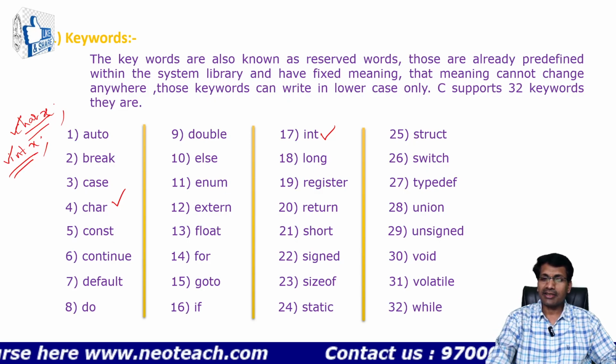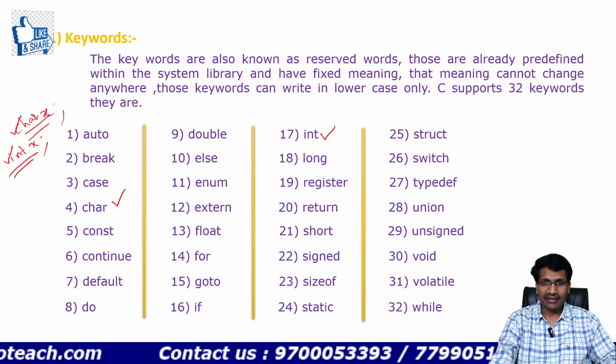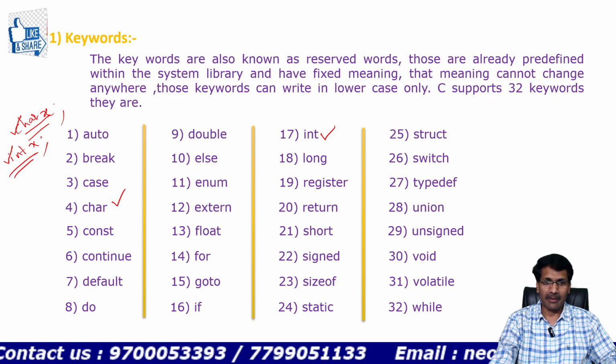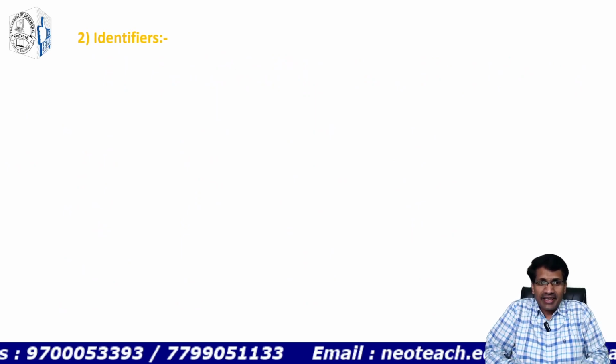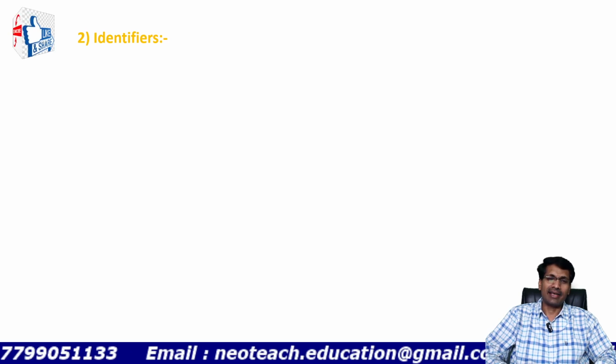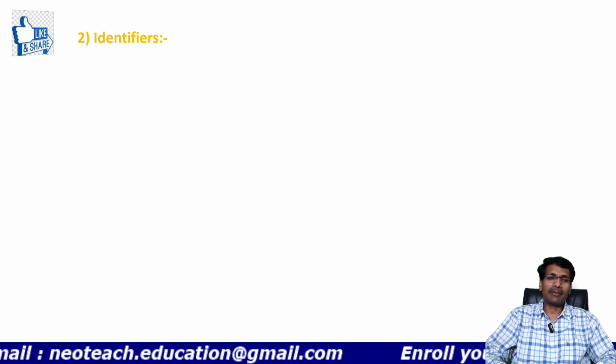So these 32 keywords are standard keywords and predefined, already having a fixed meaning. So that's what we can use in our program. Next, the second part of the tokens: identifiers. Identifiers are nothing but identifying the name of anything.